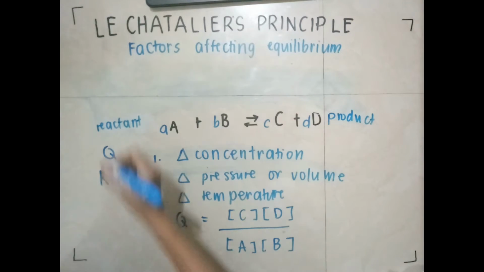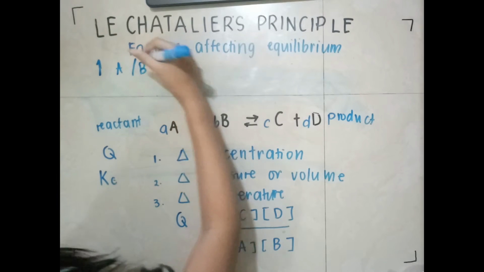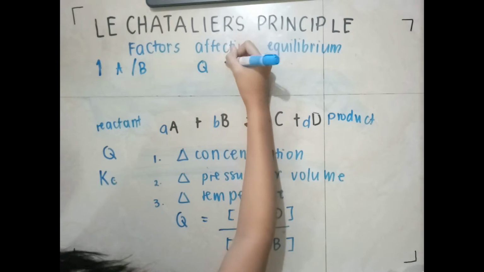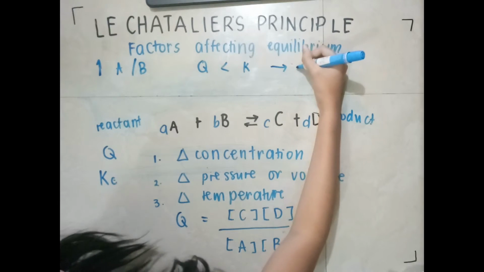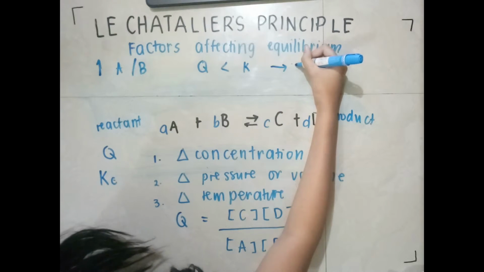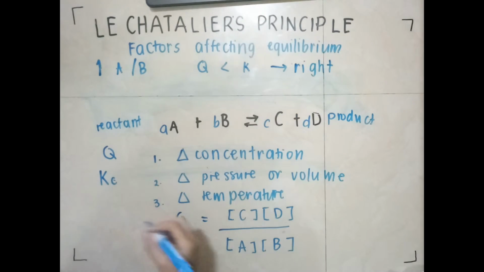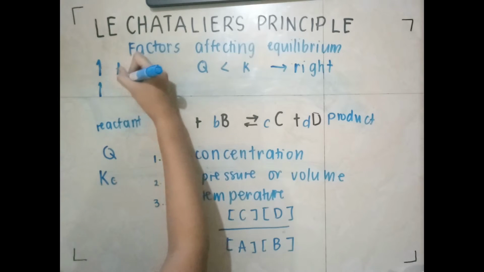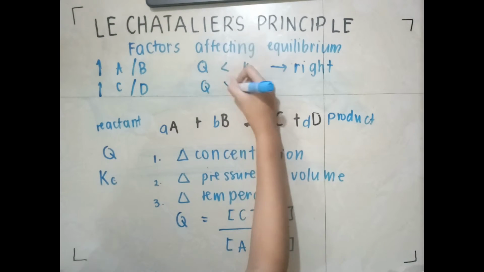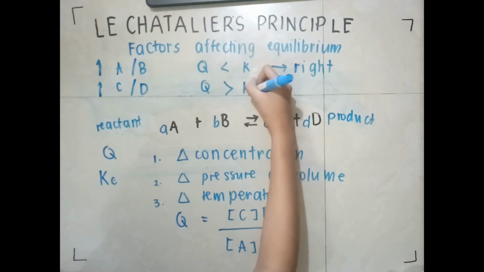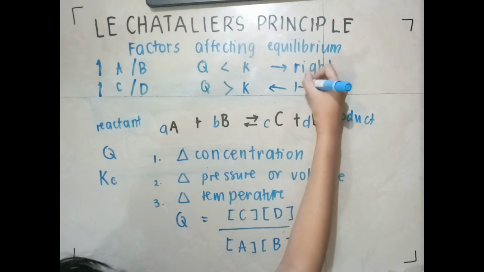So what happens if we increase the concentration of A or B? Q is less than K, meaning the direction of the shift goes right. And when we increase the concentration of C or D, Q is greater than K, meaning the direction will now go left.